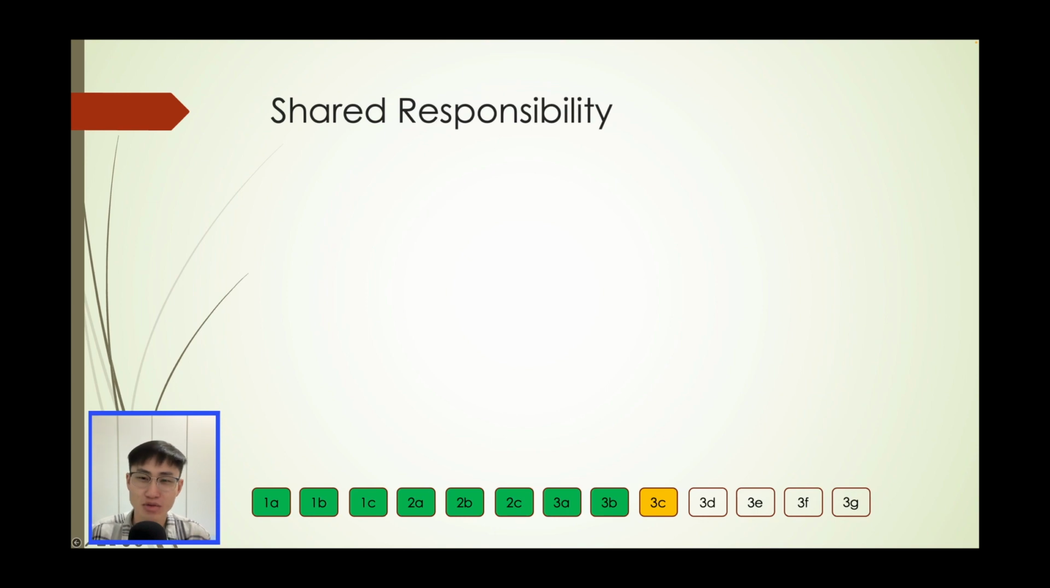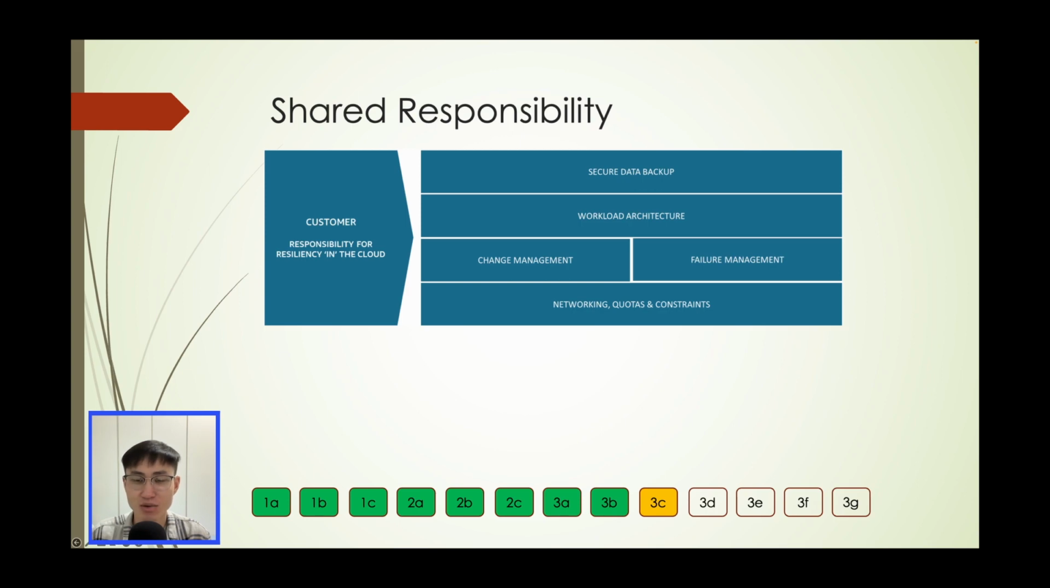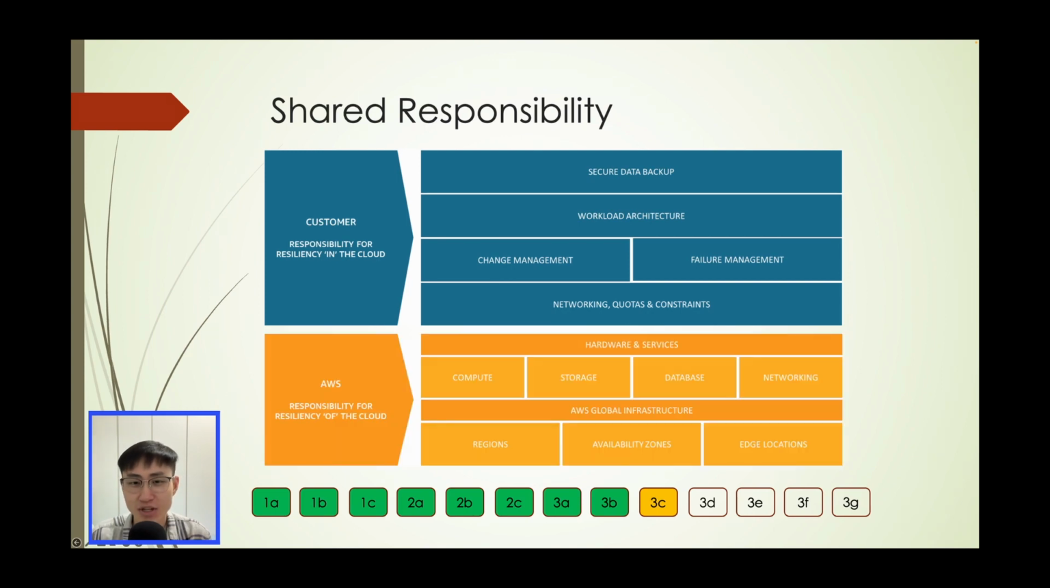Now, it's important to note that when we use AWS, both customers and AWS have shared responsibilities. Customers have the responsibility in the cloud, whereby they are responsible for securing the data, the workload architecture, change and failure management, and also networking constraints. As for AWS, they are responsible for resiliency of the cloud by providing reliable hardware and service for a variety of services in compute, storage, database, networking. AWS is also responsible for the global infrastructure across regions and availability zones.